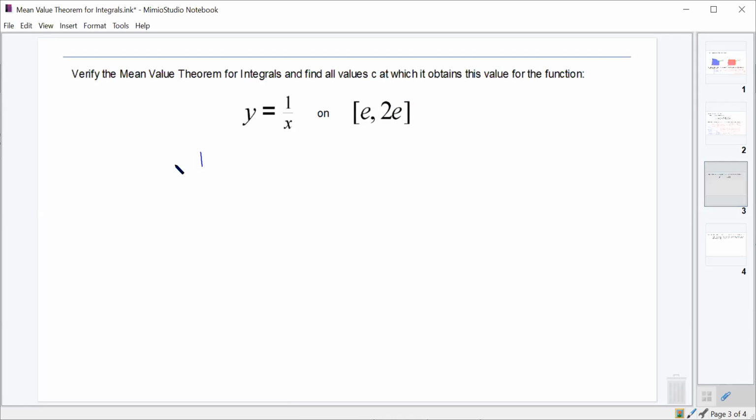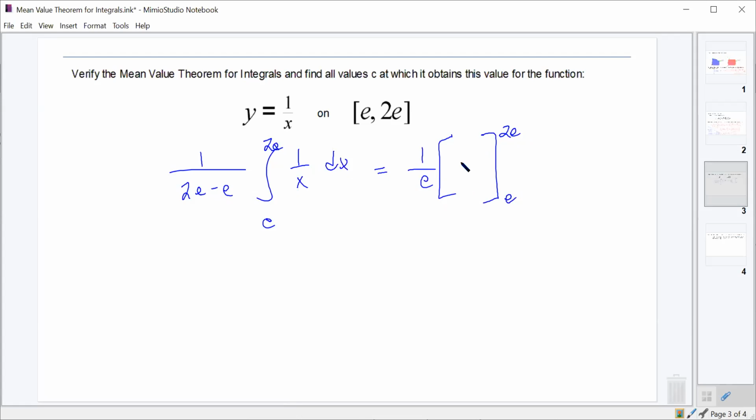So we'll start off with 1 over what? 2e minus e, times an integral from e to 2e of 1 over x dx. And what's 2e minus e? E. And what's the integral of 1 over x? Natural log of the absolute value of x. Oh, good. Somebody remembers their rules. Natural log absolute value of x from e to 2e.